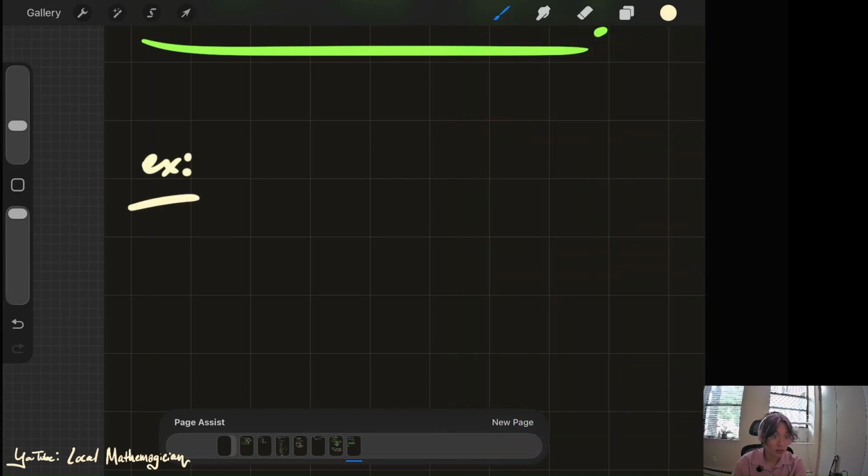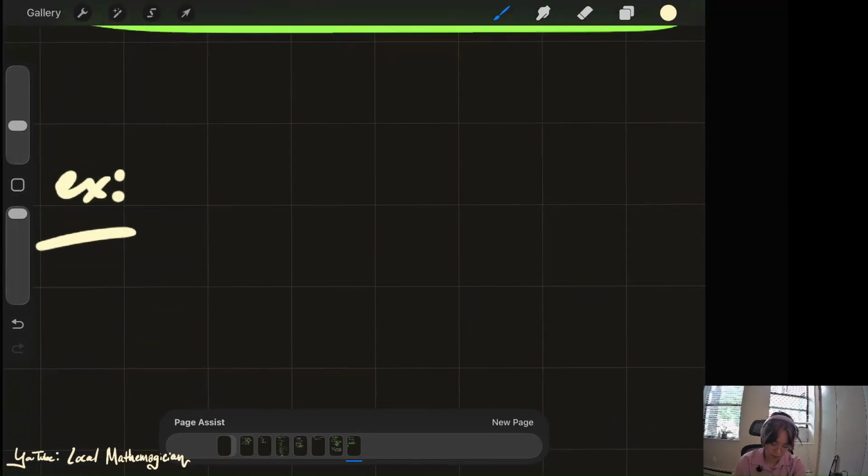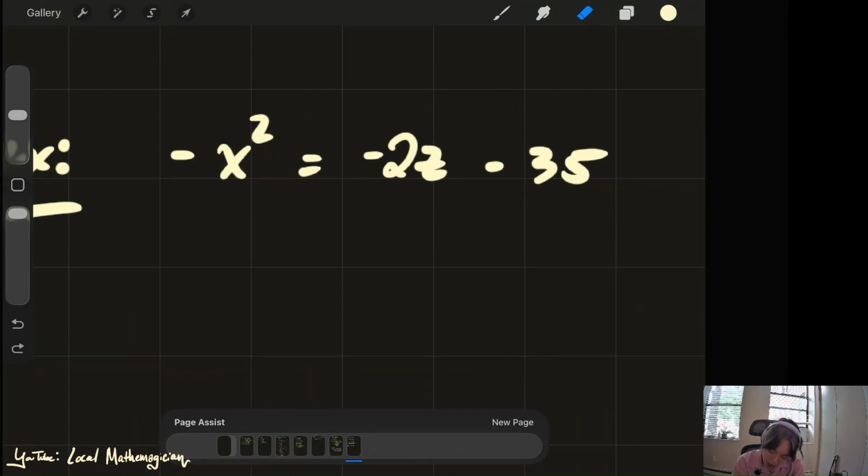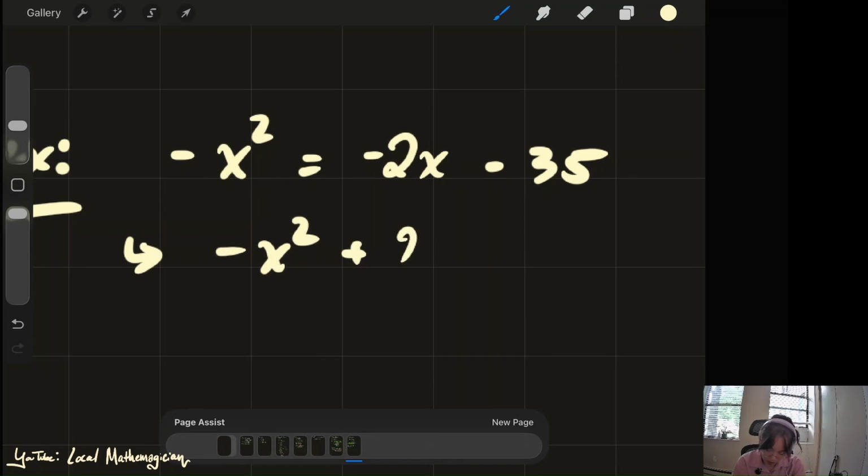Let's do -x squared is equal to -2x minus 35. What we're not going to do is call this b. It's not b yet because it's not in the correct form. So let's put it in the right form. Also, that should not be a z, that should be an x. This is going to be -x squared plus 2x plus 35 is equal to 0.